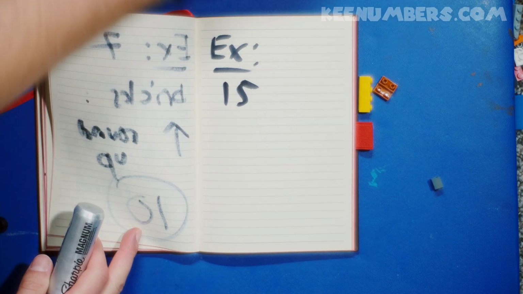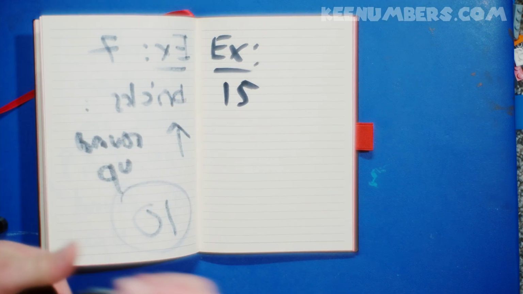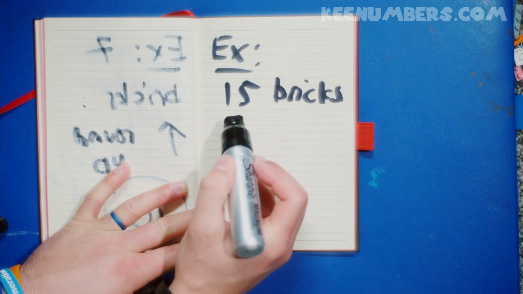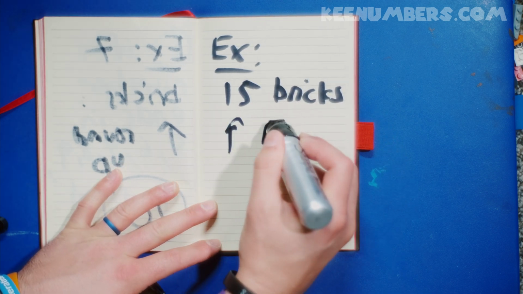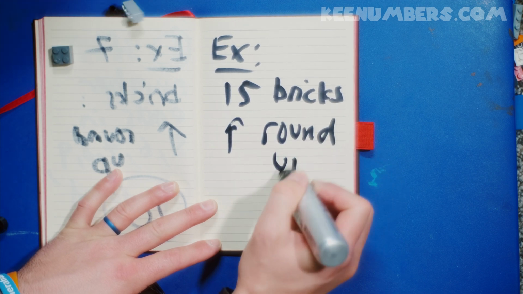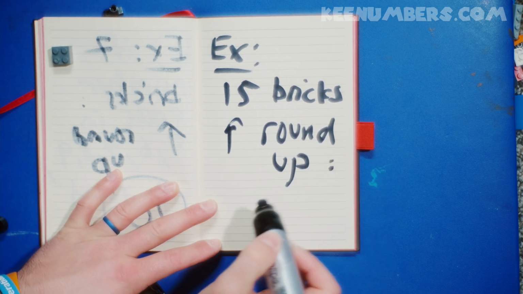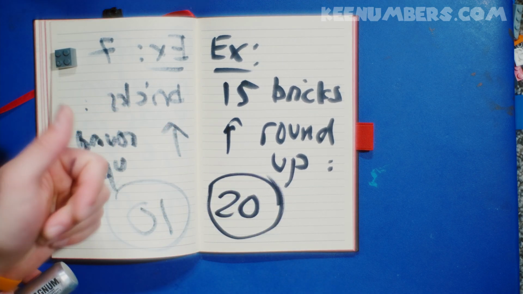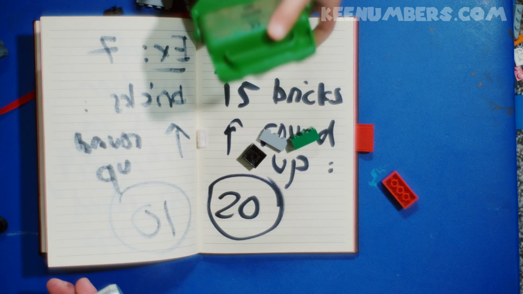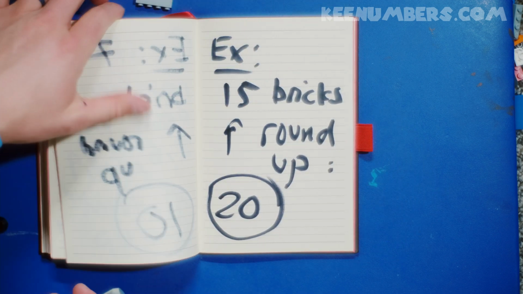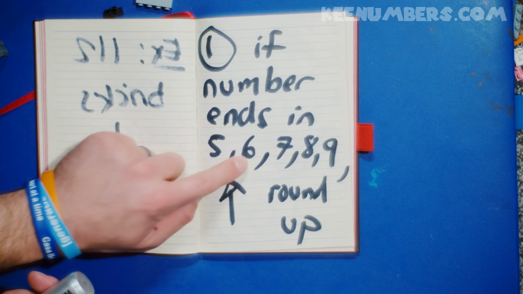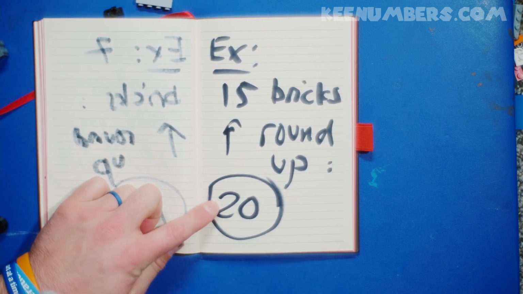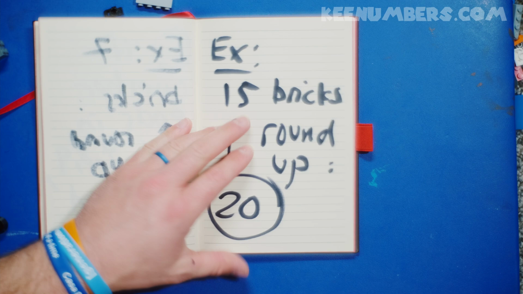Okay, if we have 15 bricks, we're going to round to the nearest 10. Well, the number ends in 5, so the rule says we round up. That means we have approximately 20, because 5 fits the rule here. If it ends in 5, 6, 7, 8, or 9, then you're going to round up to the nearest 10. So we could say it's approximately 20 bricks.